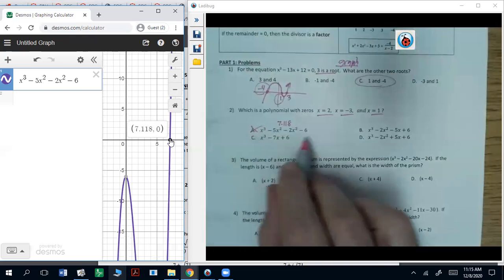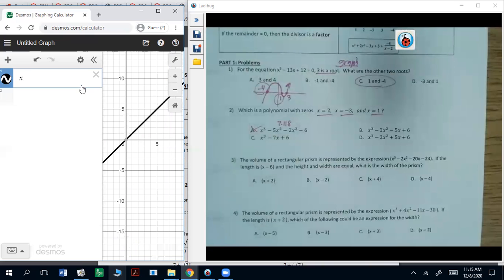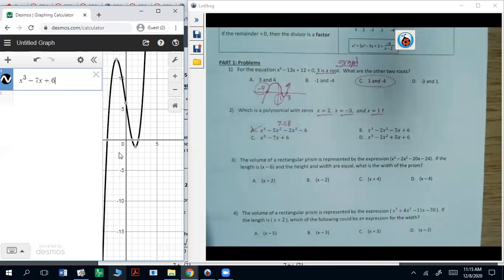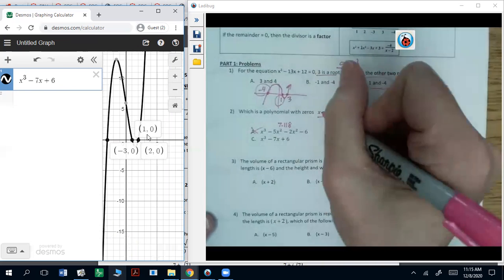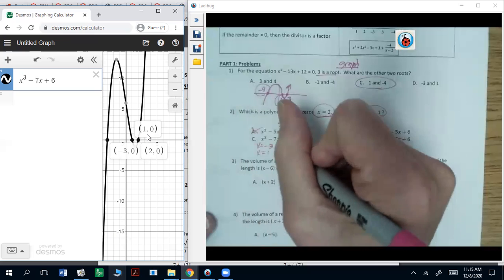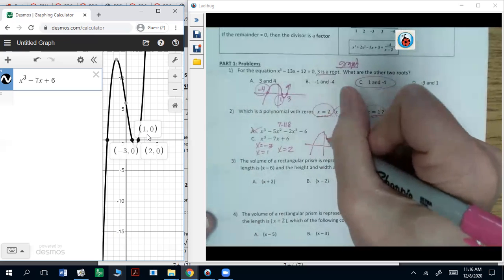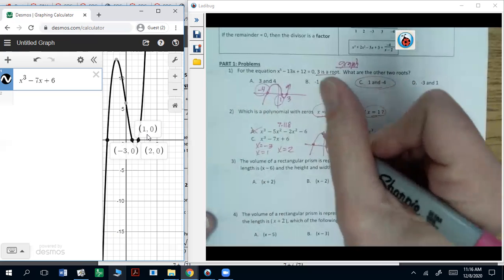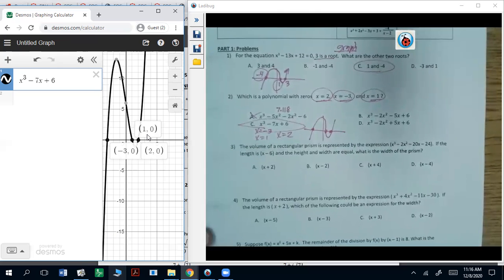So let's look at letter C, I guess. We'll go for C. This has 3 zeros, -3, 1, and 2. So -3, 1, and 2 are your zeros. And if you see how that crosses the graph, that's our answer. So we got lucky on that one.